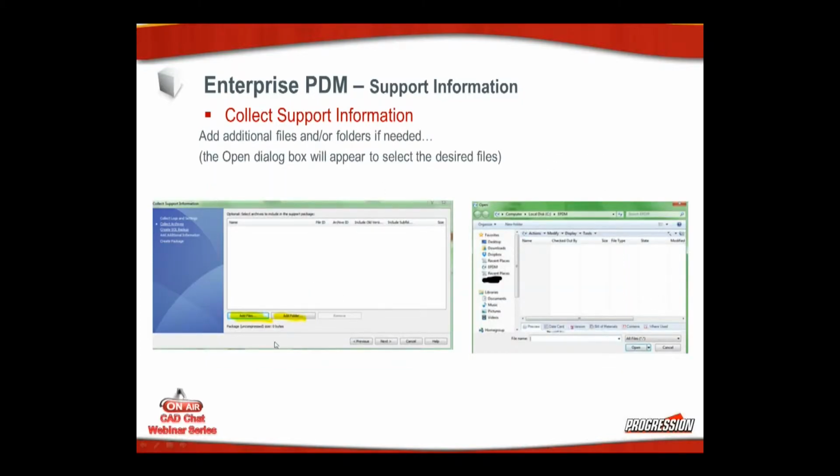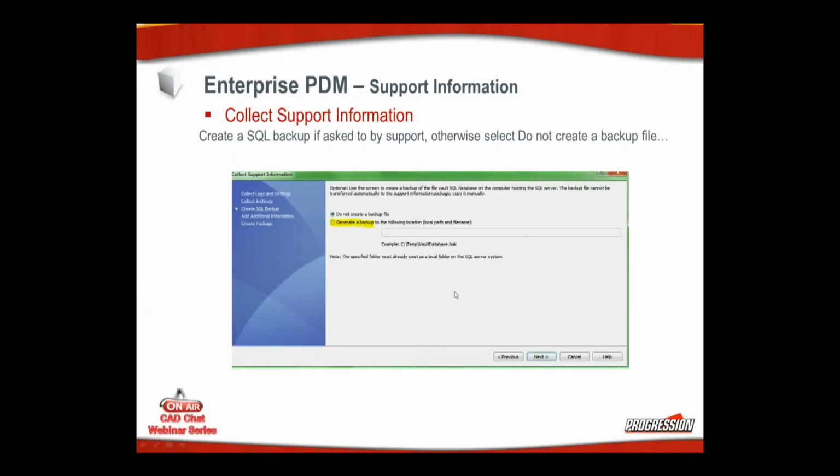From that, you go to the next window, and you can also add additional files or folders to this packet. If you select Add Files or Folders, it'll bring up the open dialog box, and you can browse through your vault or wherever to collect additional files to add to this packet. Then you're able to create a backup if we ask you to. If we need a backup of the SQL server, we will ask you to do this. Otherwise, leave it selected at Do Not Create Backup.